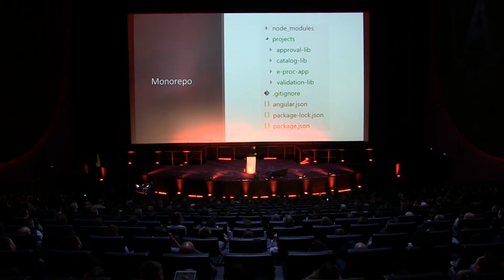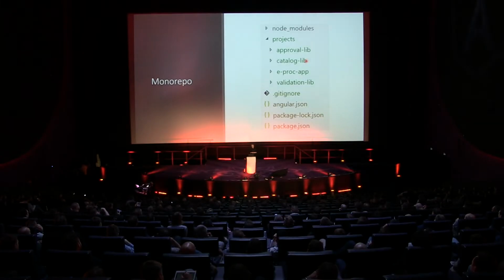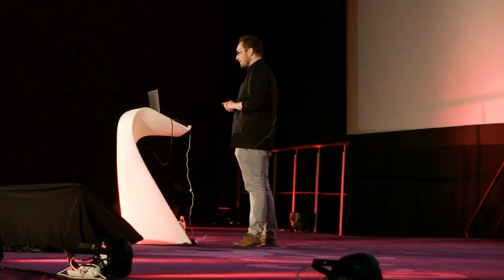First of all, what is a monorepo? Well, to put it in a nutshell, a monorepo is just a project consisting of subprojects. That means all your subprojects are in here within this repository. If you look here, for instance, you have an approval library, a catalog library, and so on and so forth. To get started, I just created one library for each subdomain. We will later create additional libraries for each subdomain.